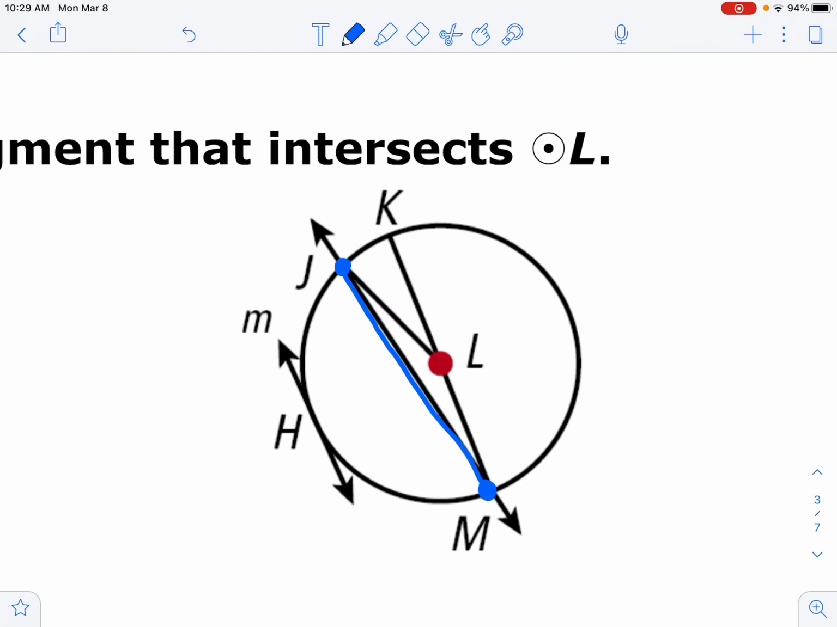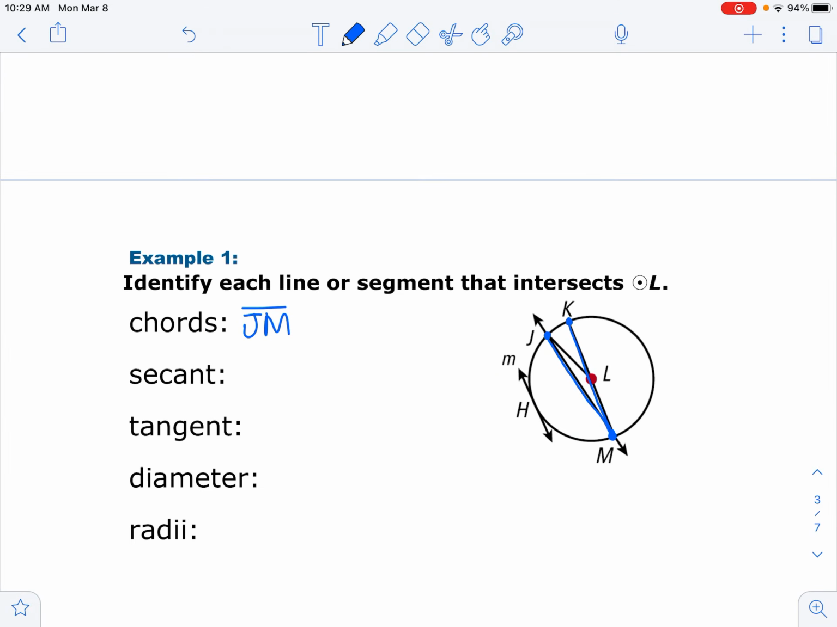Are there any other chords? Segments whose endpoints are on the circle. So endpoint, that's a chord also. And KM. Now you might be saying to yourself, wait, KM is a diameter. It is. KM is also a diameter, but is JM also a diameter? No. So a diameter is a chord, but not all chords are diameters. Okay? All right, let's do a secant next.